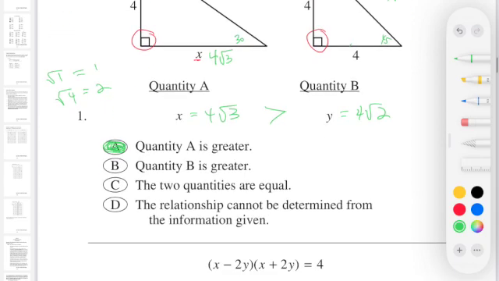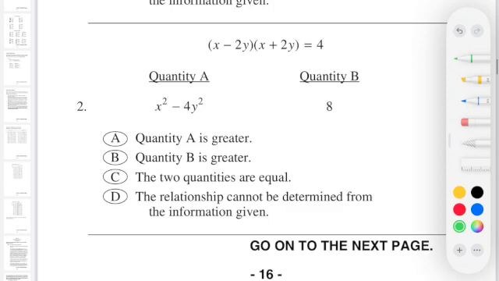All right, let's go on to the next one. So our next one, our information is algebra this time. And we see we have x minus 2y times x plus 2y equals 4. And the quantities we're comparing are x squared minus 4y squared and 8.